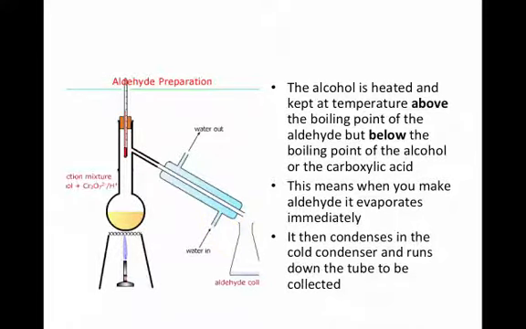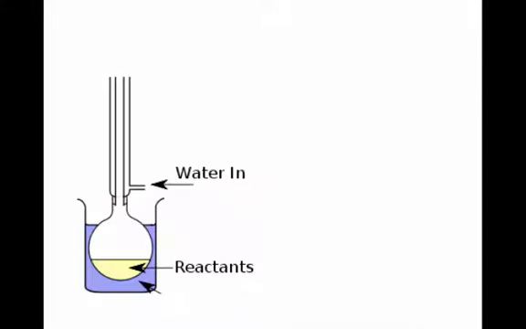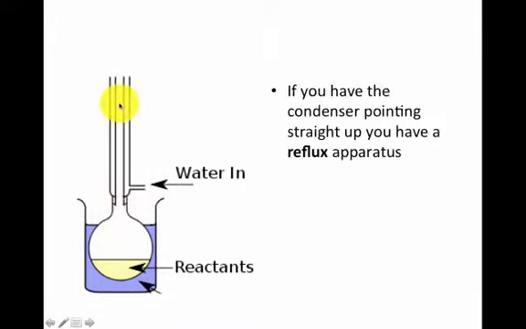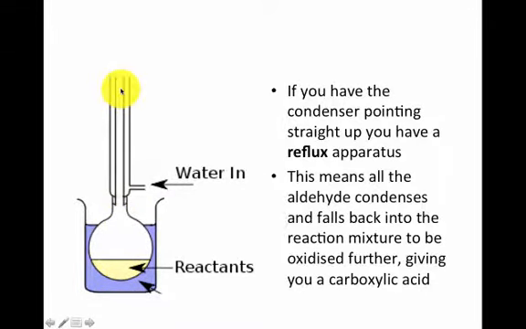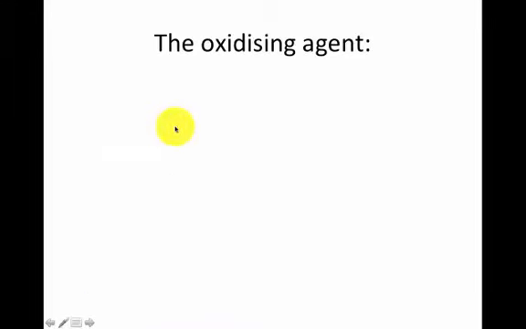But what if we definitely want a carboxylic acid? Well, if we turn our condenser, the water tube, upside down, so it's pointing straight up, and we heat below the bottom, we just keep heating, we'll make our aldehyde, it will flow up the tube, but it will condense and then fall straight back down where it can be oxidized further by our reactants. This is a really good way of making sure a reaction goes all the way to completion and that we don't lose anything as a gas.